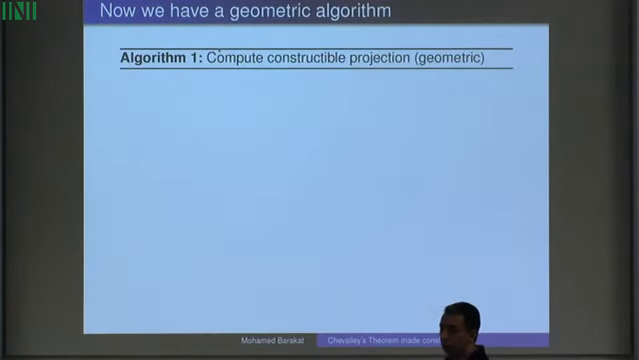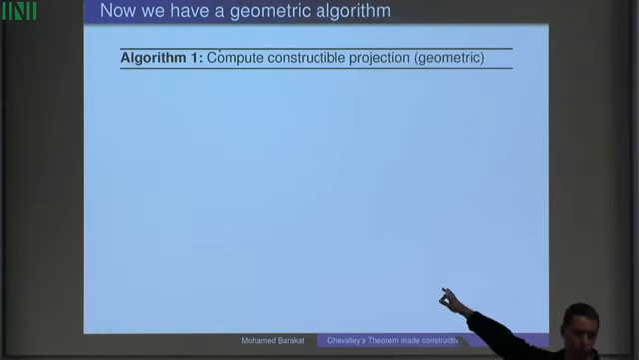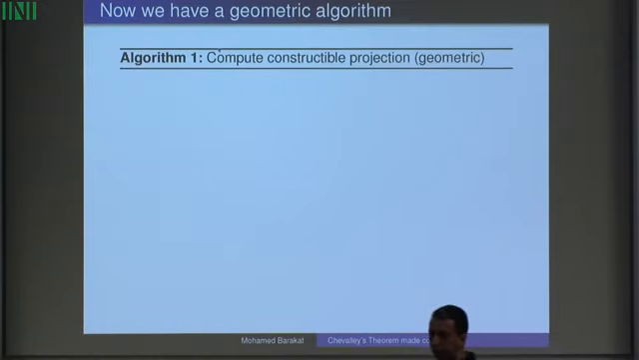So I can now give you the geometric proof in terms of an algorithm, and then show you line by line how this compiles to algebra. I don't do the compilation. I program it the way you see on this slide, and the compilation is done automatically, like in the next slide. So compute the constructible projection in geometric.